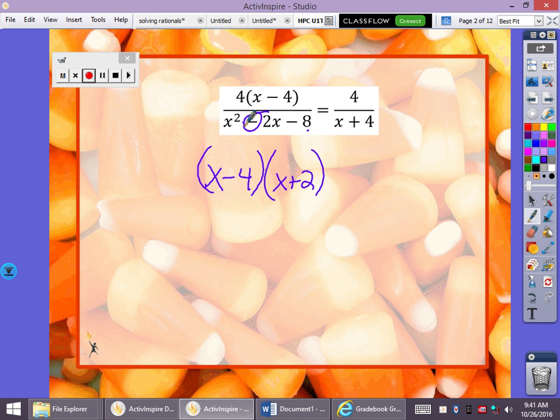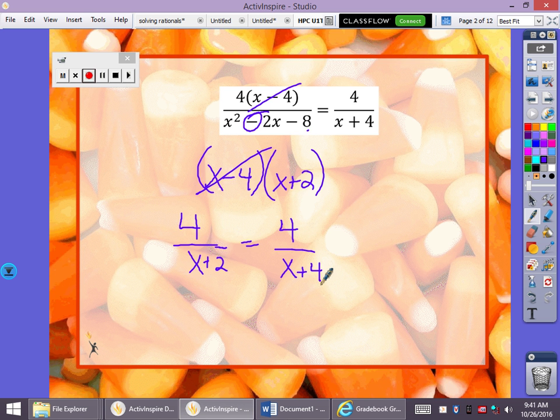The person who made the worksheet did plus a negative. I don't believe in that, so I just put subtraction, sorry. Okay, so what do you notice now? Yeah, we have a match. Let's go ahead and cancel it out. Good. All right, so that leaves me with 4 over x plus 2 equals 4 over x plus 4.